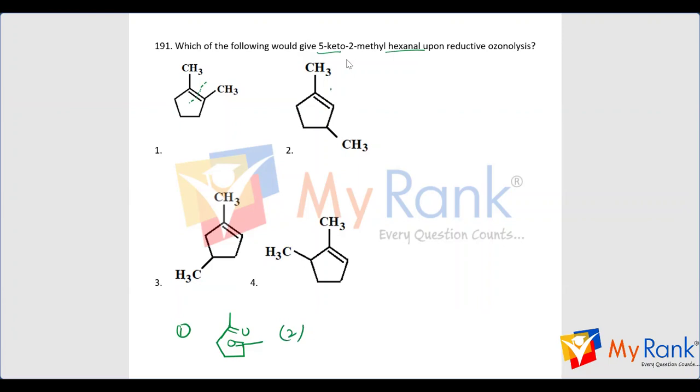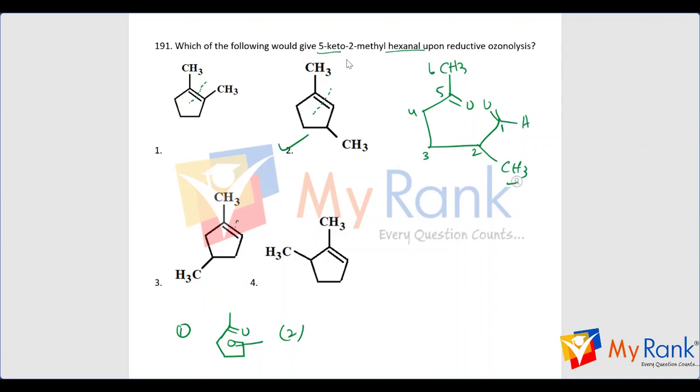Second option, if you break the bond here, you get CH3 double bond O, and CH3 double bond O, H. This has a ketone and an aldehyde both. 1, 2, 3, 4, 5, 6. 5-keto, yes, 5-keto. 2-methyl, hexanol. Therefore, the second one will give 5-keto 2-methyl hexanol.